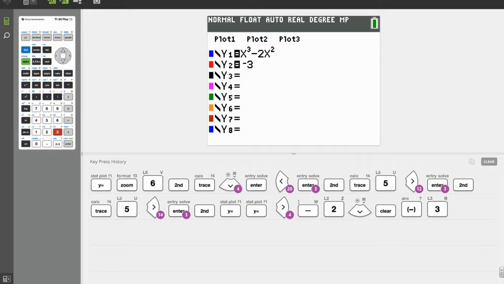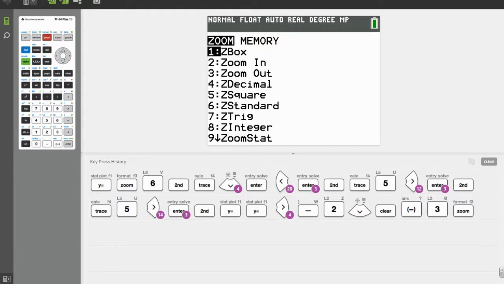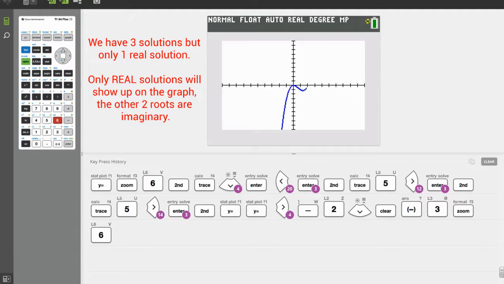Now notice for y sub 2, I have the negative, not a subtraction. So that's the button that I'm circling right now. It's below the number 3. If you put a subtraction there, you'd get an error. All right, we're going to do zoom 6. And notice this time we only have 1 intersection point, so we'll only have 1 value for x.